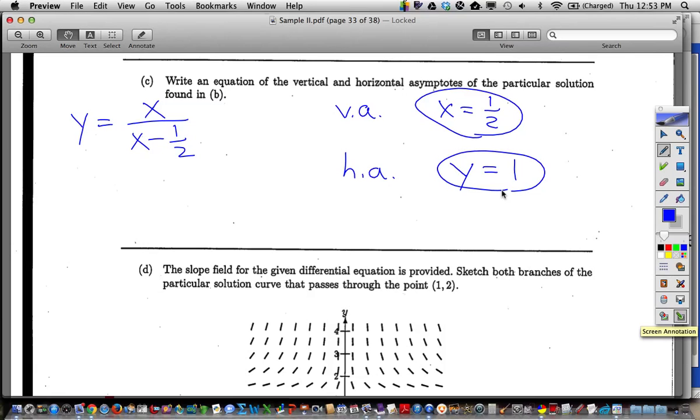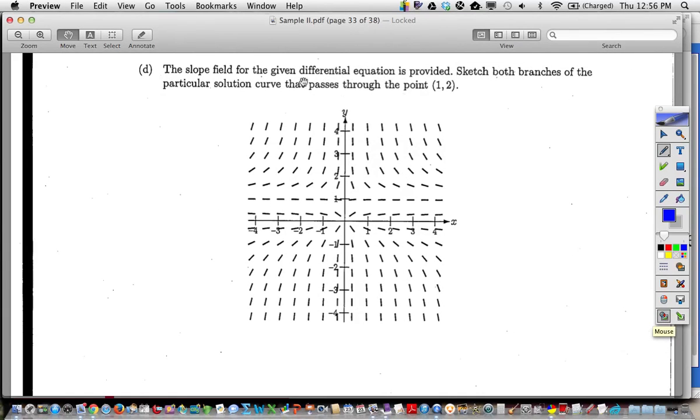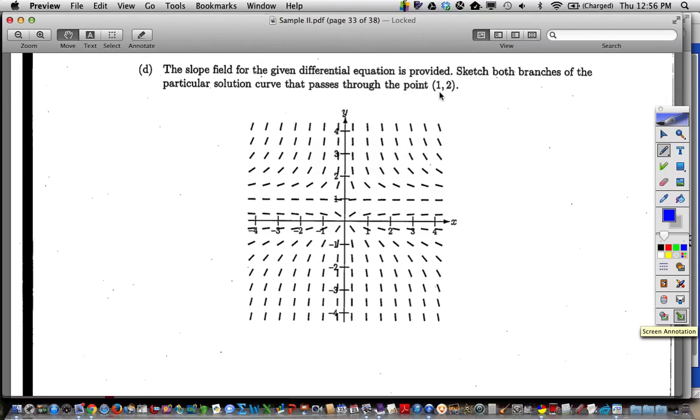Okay, so that reminds us of what we learned about limits back in the early part of chapter 4. All right. And then finally, we can put all this information together. The slope field for the given differential equation is provided. Sketch both branches of the solution curve that pass through the point 1, 2. So, here was our solution. We learned all that stuff about it. We know that it's got a vertical asymptote at 1/2, which would be right in here.